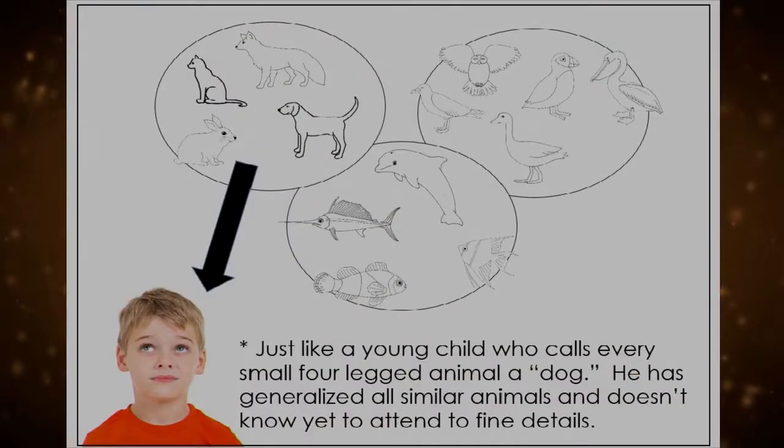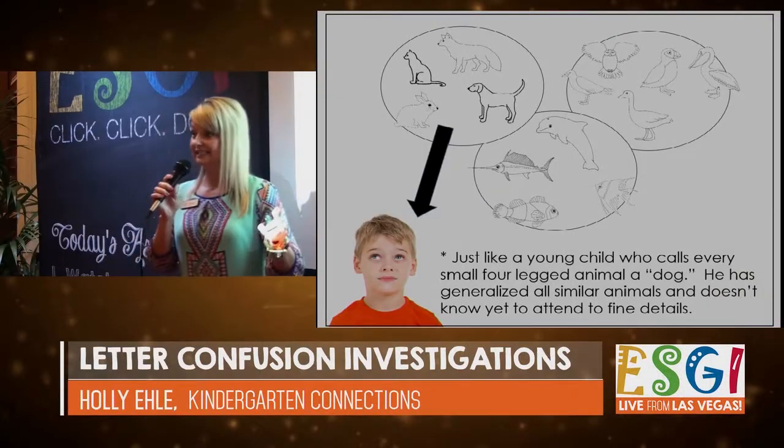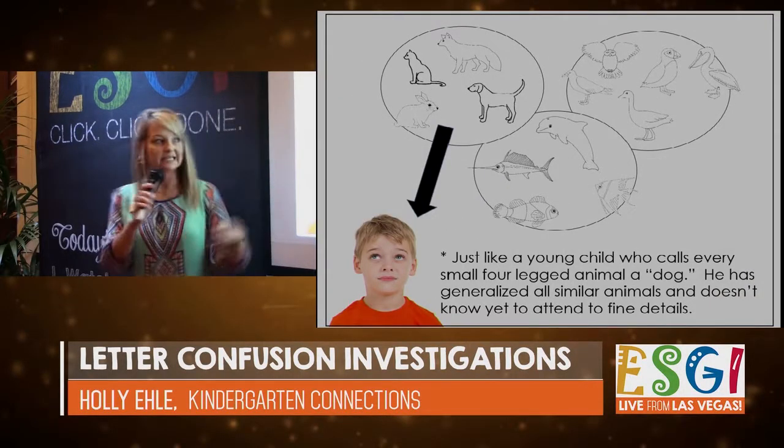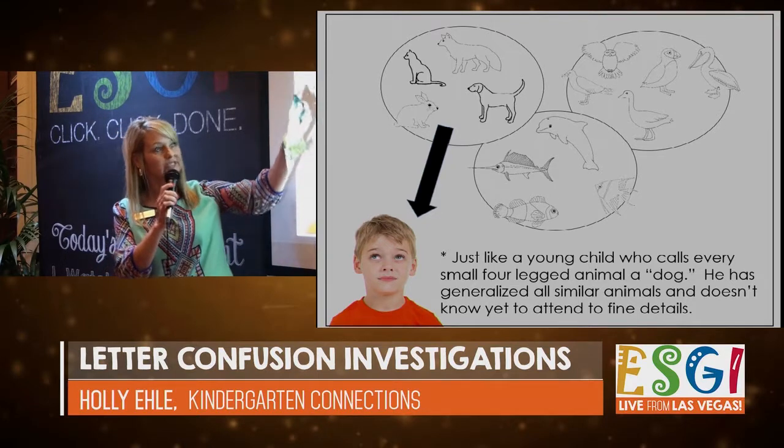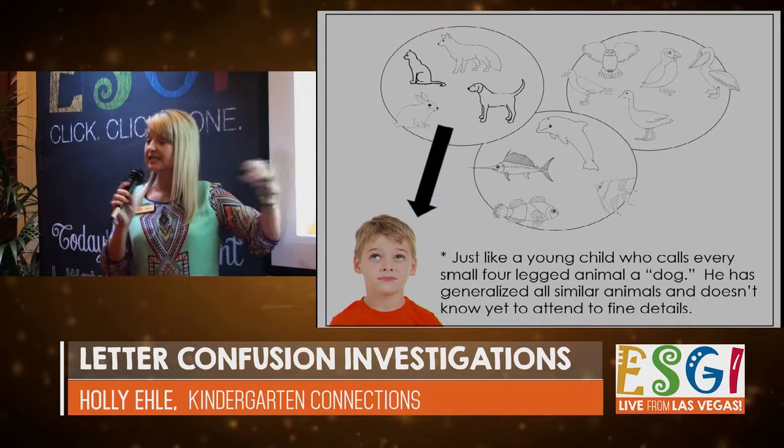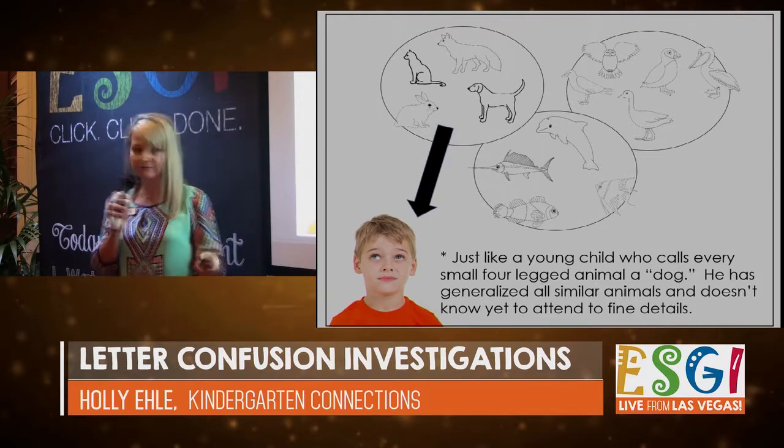As an example, if you've ever been around a toddler and they might be looking out in the yard and see a cat walk by, they might say, dog, dog. Or you're reading a book and they see a fox and they say dog. They're doing the same thing. They haven't learned to distinguish the fine details, so they're generalizing a name for something.